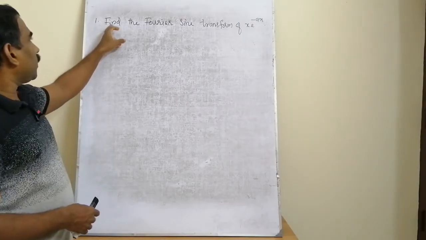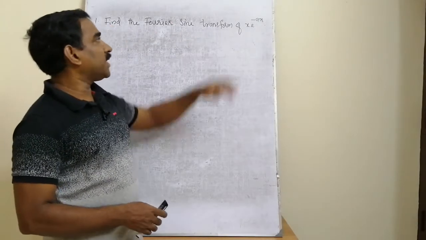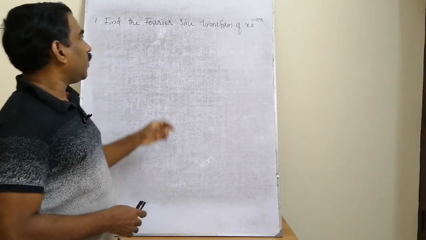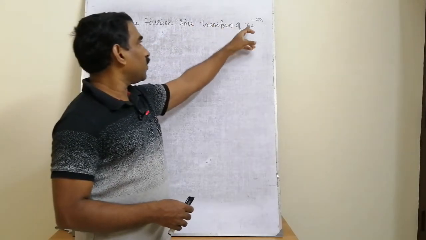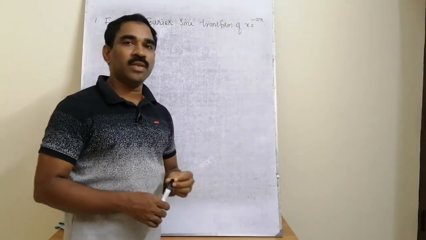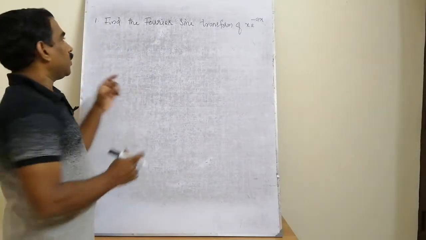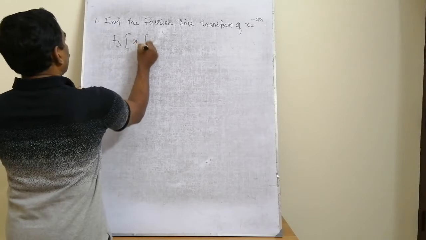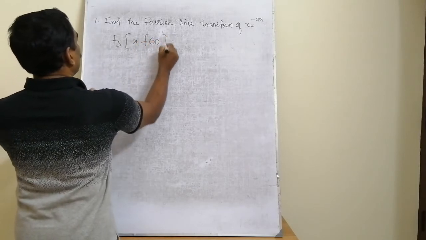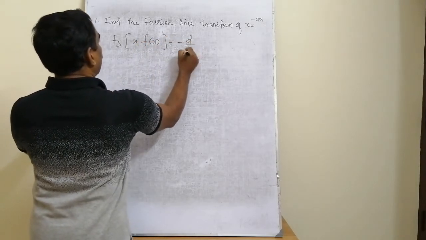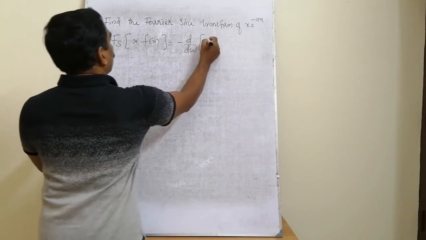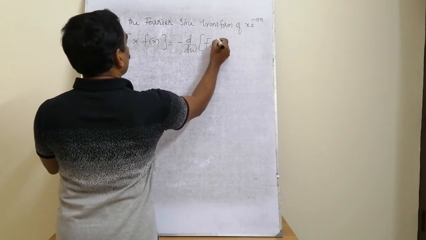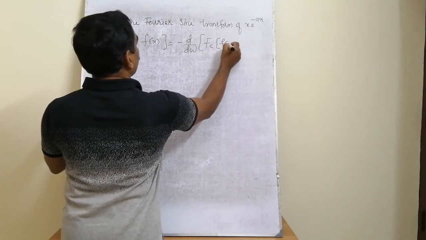First question, find the Fourier sine transform of x e raised to minus ax. We can find the sine transform of this product function x e raised to minus ax by applying the property of sine transform. We know the result of the sine transform of the product function x f(x) is equal to minus d by d omega of the Fourier cosine transform of f(x).